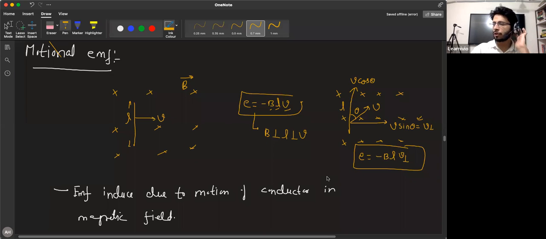So there are two major topics in EMI which are left. One is motional EMF, another is induction.